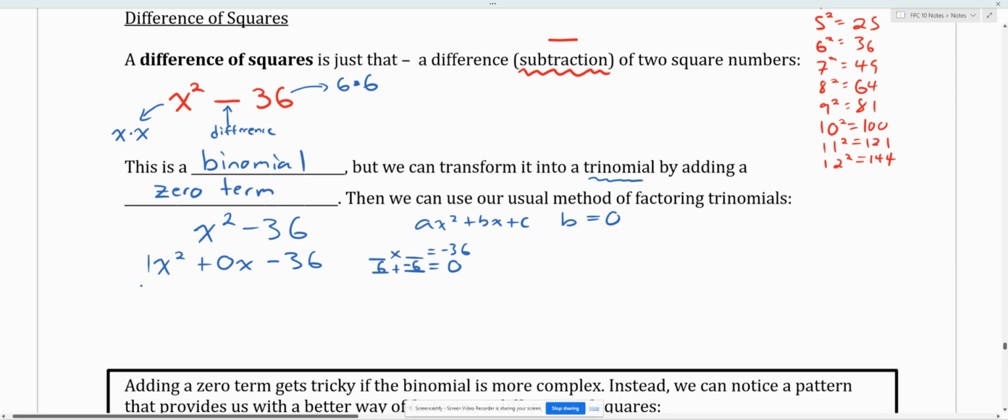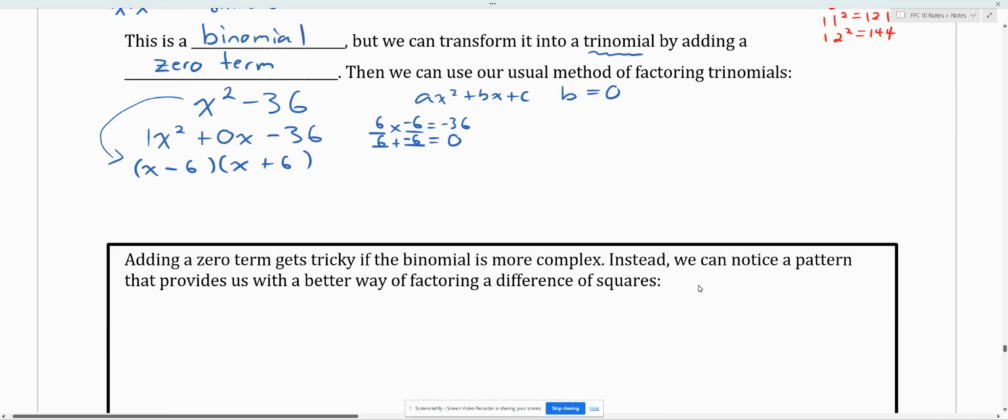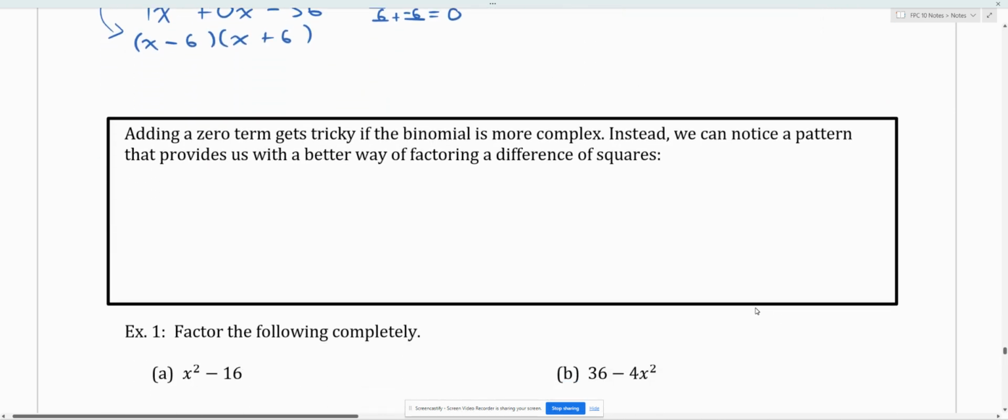And so we can go right to our answer. We can write our two binomials in brackets being multiplied. I'm going to write my x's, and then my magic numbers are negative 6 and plus 6. And so this is a special case called a difference of squares. If you recognize it, there's a better shortcut. You don't have to add the zero term. You can skip right to your answer quite quickly if you know your perfect squares.